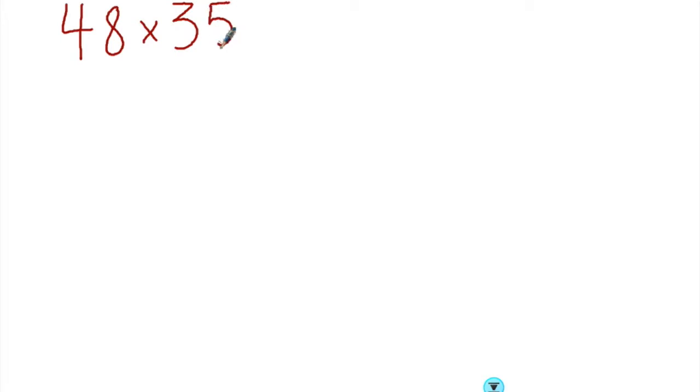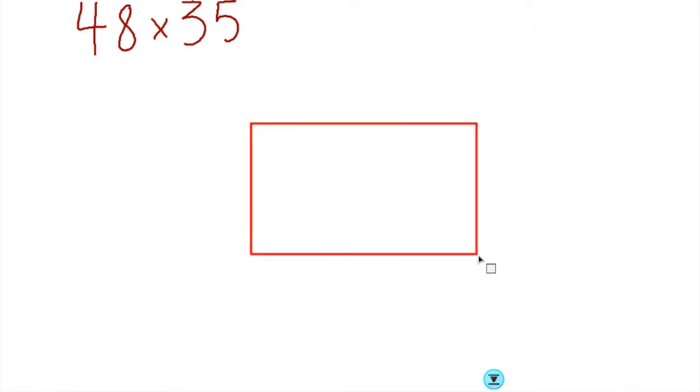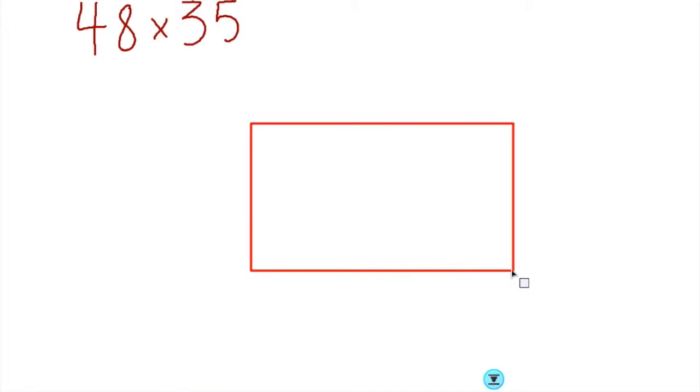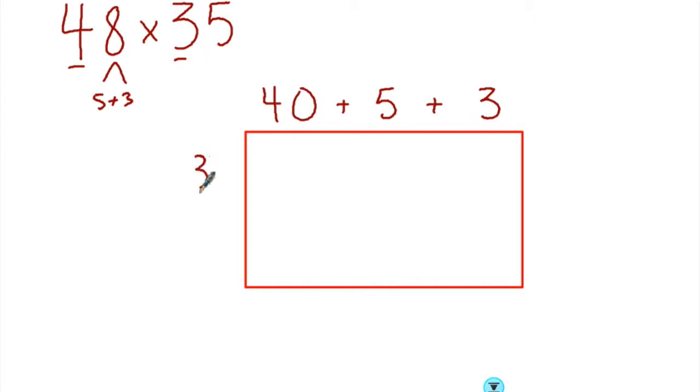Now what I want to do is decompose these numbers, make them user-friendly so that they're easier to work with. So instead of 48, think of what combination would give me 48. Can I use 40 plus 8? Can I use 40 plus 5 plus 3? Sure, they all equal 48. So in this case, I'm going to go ahead and use 40 plus 5 plus 3, or 48. My second number, 30 plus 5.